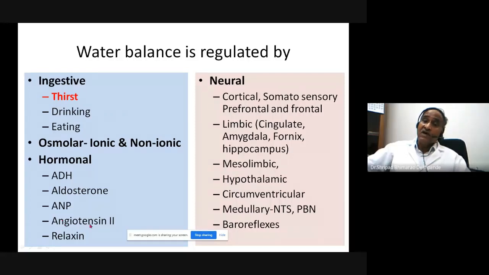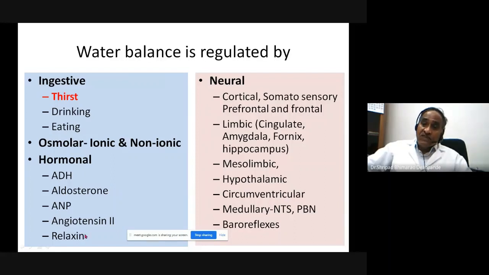Now we have another hormone, angiotensin II. This angiotensin II regulates, one, the vascular smooth muscle activity. Two, it stimulates the centers in the brain. Three, it stimulates the secretion of aldosterone from the suprarenal cortex or adrenal cortex.